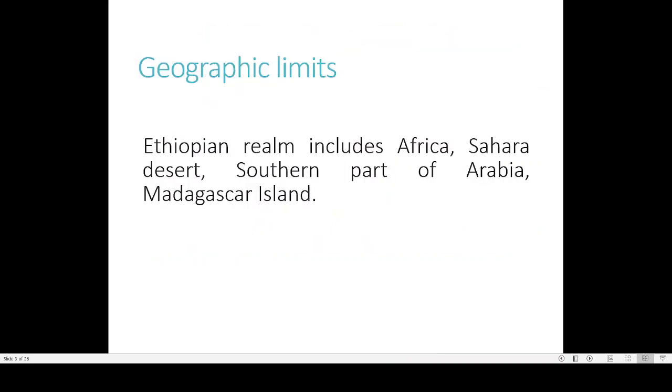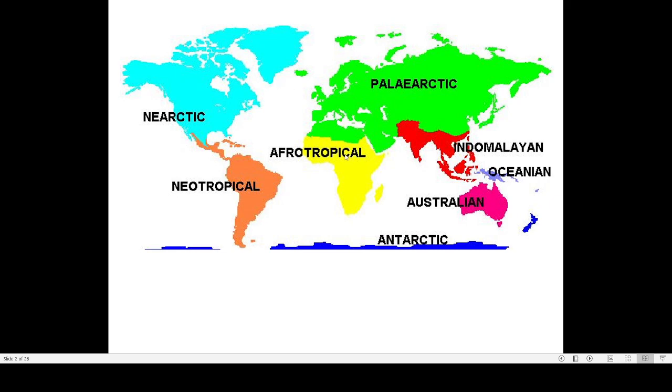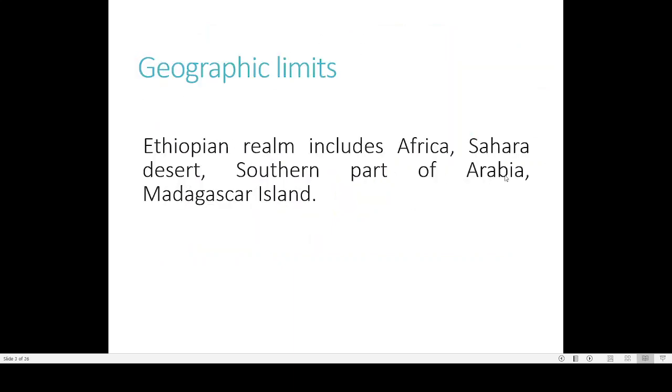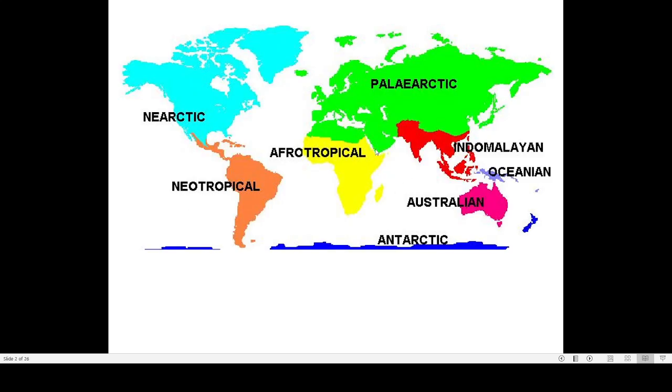Coming to the geographical limits, it includes Africa and the Sahara Desert. Where is the Sahara Desert? This portion of Africa, from this region to this region, is the Sahara Desert. This entire region is part of it, and about one third of Africa is Sahara. Then there is the southern part of Arabia. Where is Arabia? This is Arabia, and a smaller portion of it also comes under the Afro-tropical realm, whereas most of Arabia, Saudi Arabia, is part of the Palearctic realm. Then there is the Madagascar island. These are the various regions which come under the Afro-tropical or Ethiopian realm.